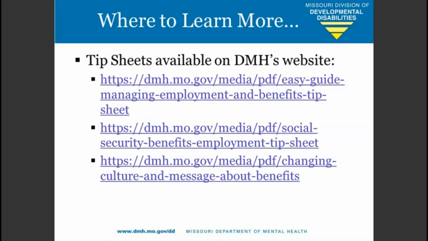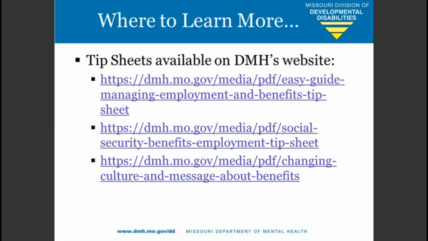The other one, the Social Security benefits and employment tip sheet, is kind of a side-by-side comparison. It gives some practical tips for beneficiaries, such as knowing what type of Social Security benefit you have, knowing what the rules are associated with that benefit, and knowing about the work incentives that apply to that benefit. And again, it provides that side-by-side comparison of the work incentives that are available under SSI versus the work incentives that SSDI recipients might be able to utilize. And of course, it provides some additional resources of where you can learn more.